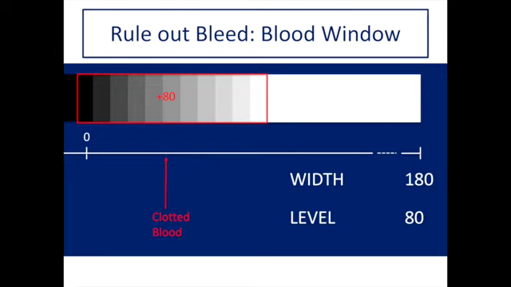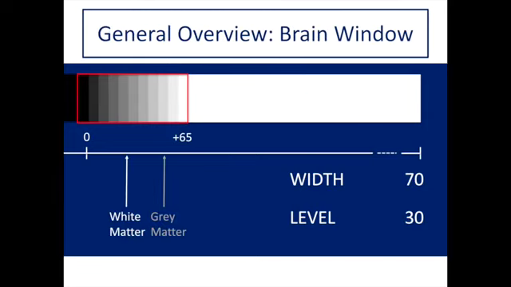That way, clotted blood appears grayish and bone appears completely white, leaving no question whether or not a subtle subdural is present. So let's look at the brain window again. As we discussed, when looking for stroke, a key finding indicative of stroke is the loss of gray-white differentiation. So when evaluating for stroke, we really have to compare the densities with our eyes of the gray matter and the white matter.